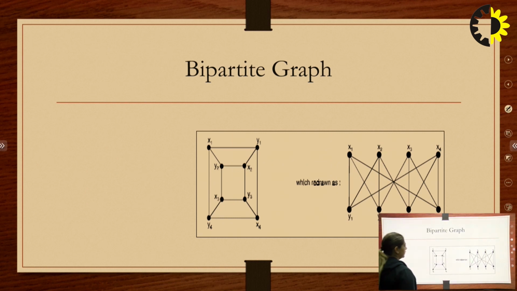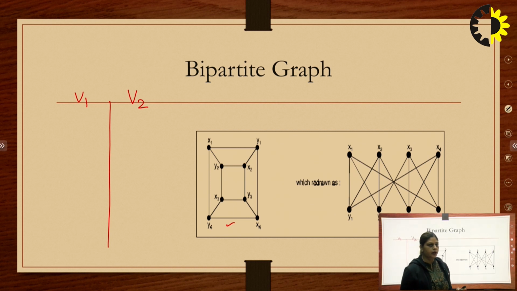Now let's check another example. We have two graphs again. We have to check whether it is a bipartite graph or not. Let's make the partition again, V1 and V2, right? You can start randomly from any vertex. It's not compulsory that you have to start from here only, but you have to cover all the edges and all the vertices, right? Now let's start with x1.